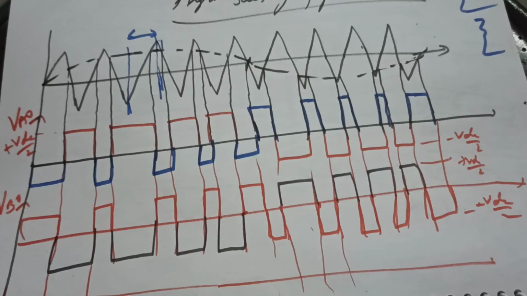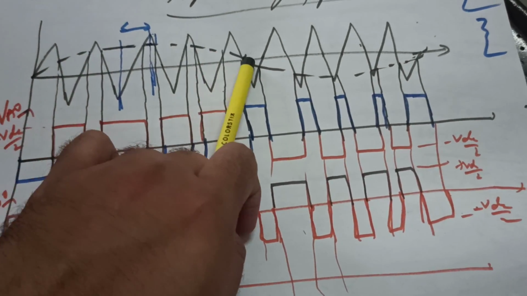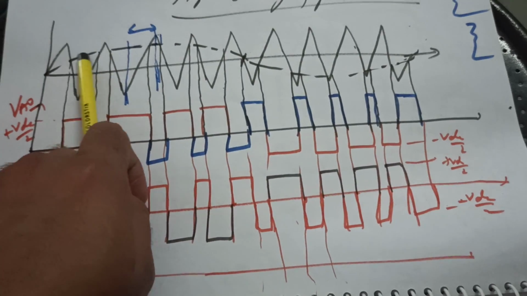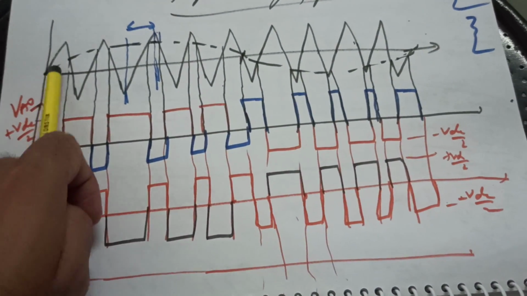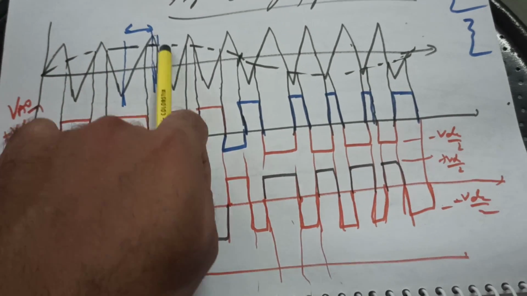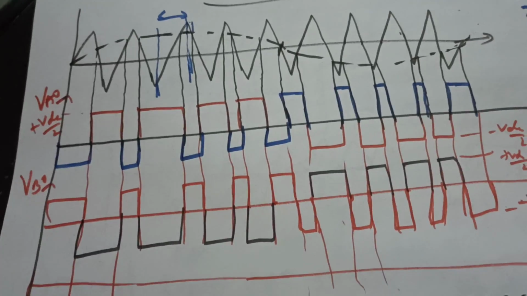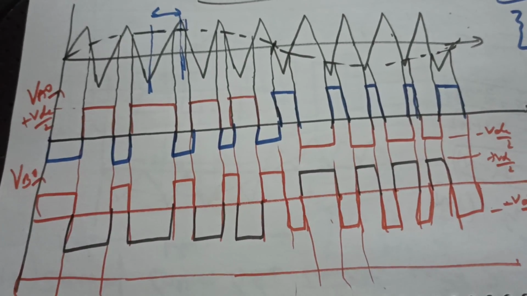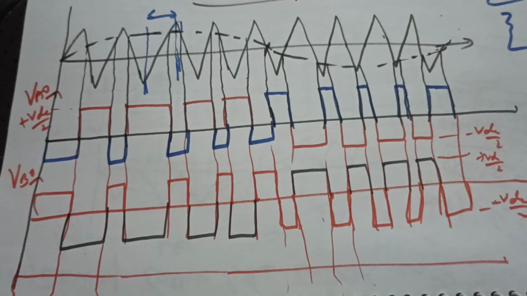What exactly is happening here? A sine wave is there. This is the sine wave, okay? And this sine wave is now being compared with a carrier wave. Clear? I think till this point it is quite clear. Now, what we will do is that we will set.